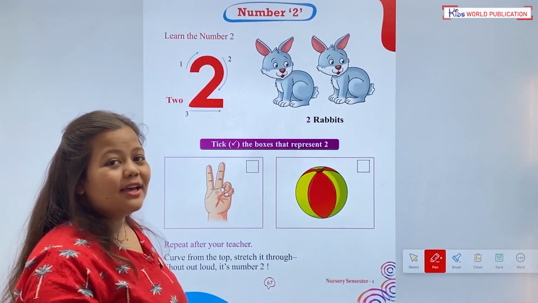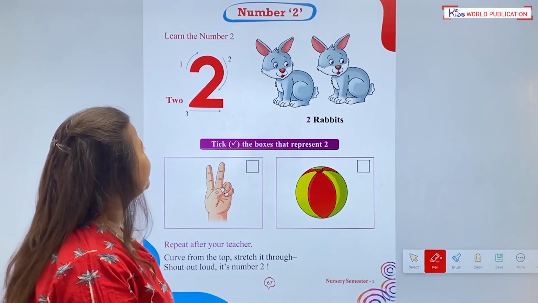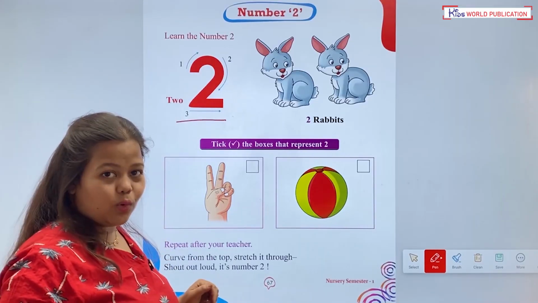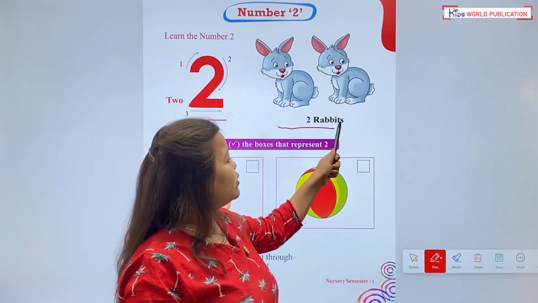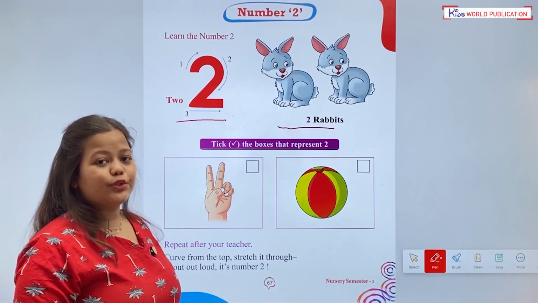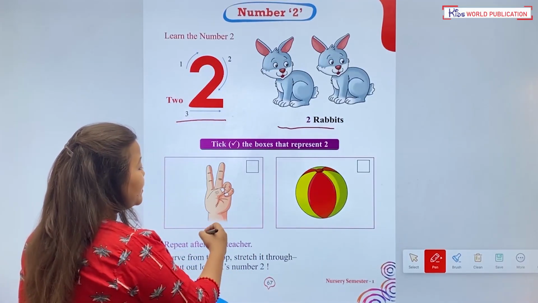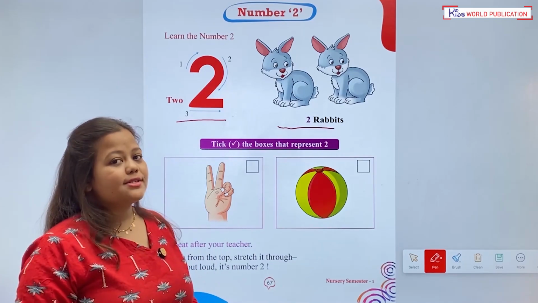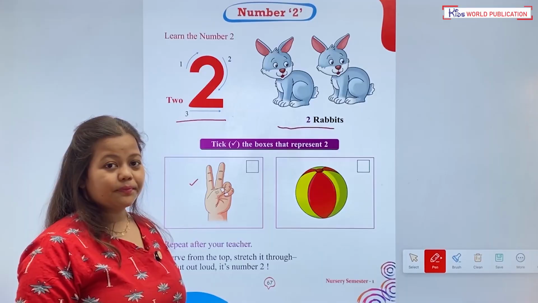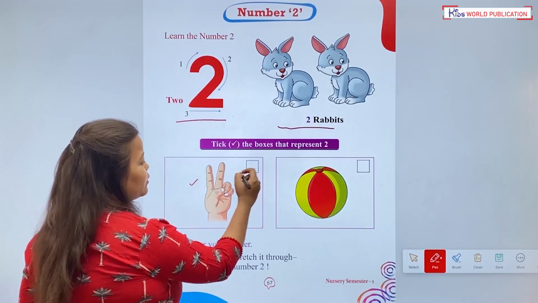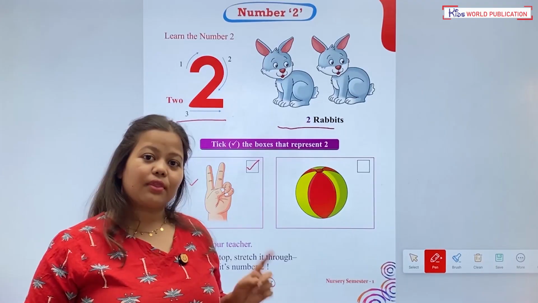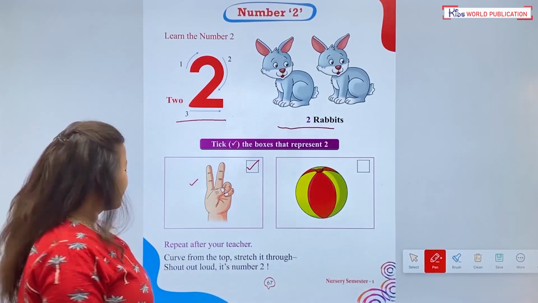Number 2. Learn the number 2. This is the number 2. TWO 2. 2 rabbits. Tick the boxes that represent 2. So kids, you will tick that picture which represent number 2. How many fingers can you see in the picture? 2. How many balls can you see in the picture? 1. So this is wrong.